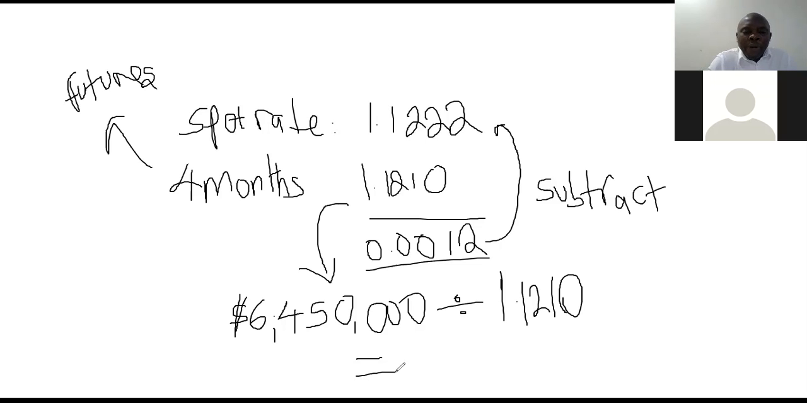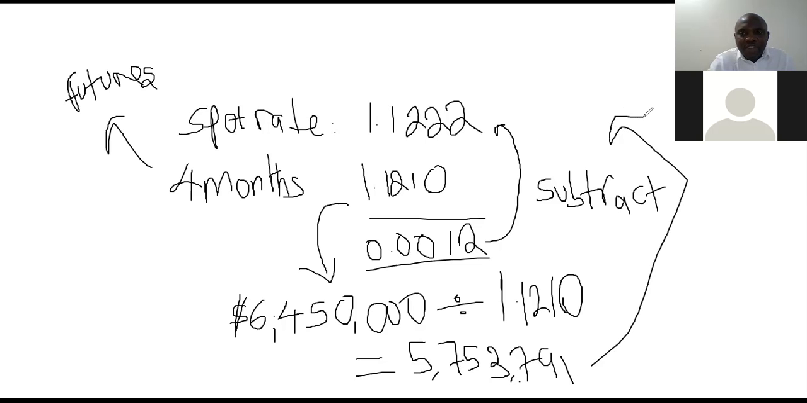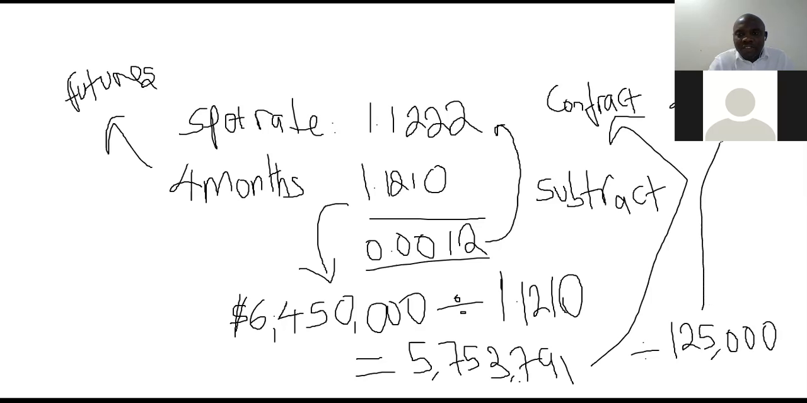It's 5,753.753. Then 791. So how many contracts? If you divide it by the contract size, it's 46.03. Obviously, you forget those decimals, so just say 46 contracts. Why? Because you are dividing this by your 125,000. It's 125,000, right? Yes. Which gives you this number.